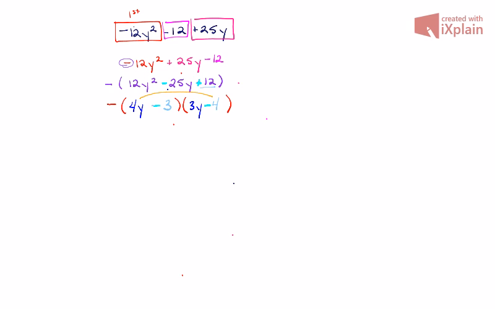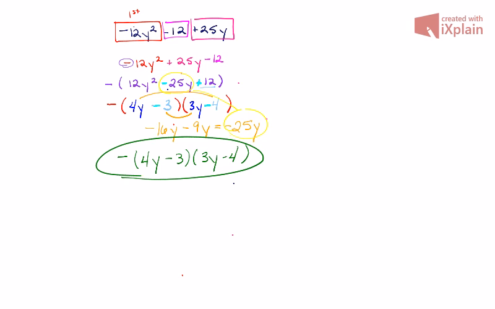So again, we're just going to check the product of the outer terms, which would give us negative 16y, and then the product of the inner terms, which will give us negative 9y, and then this will sum to negative 25y, which is what we had in the problem to begin with. So we are okay here. Our final solution is going to be negative 1 times the quantity 4y minus 3 times the quantity 3y minus 4. This is our final solution.